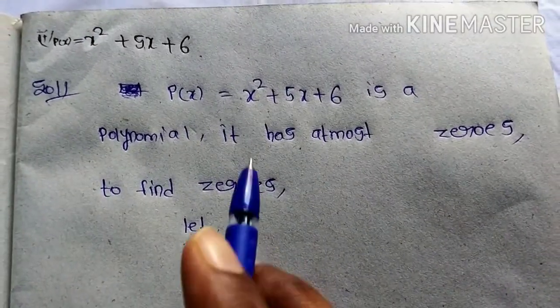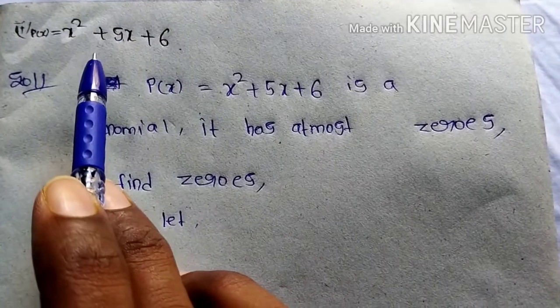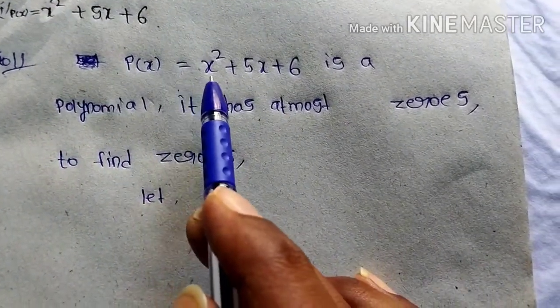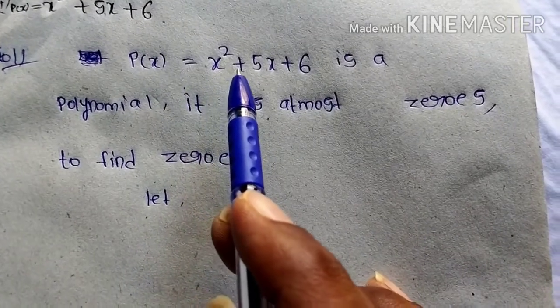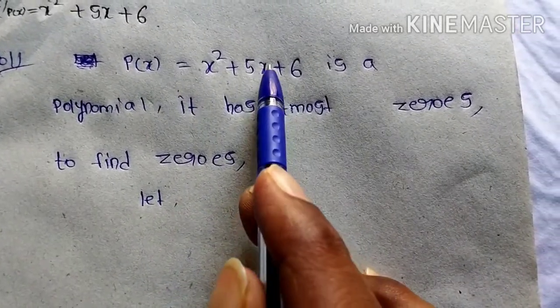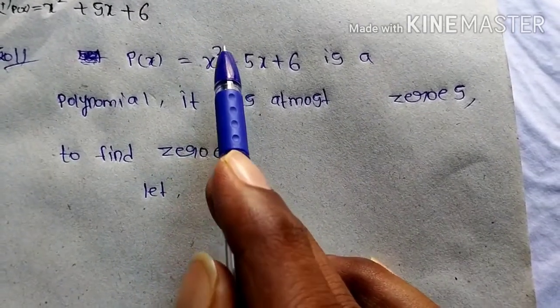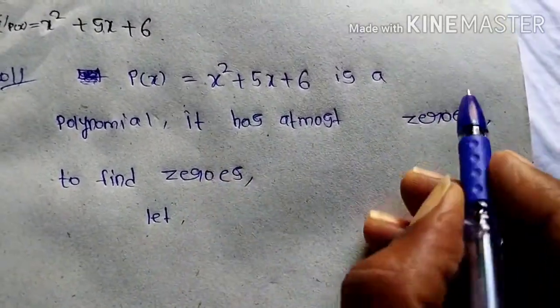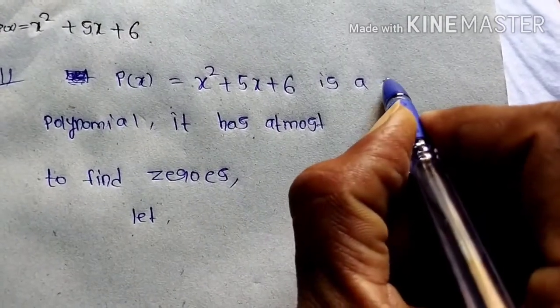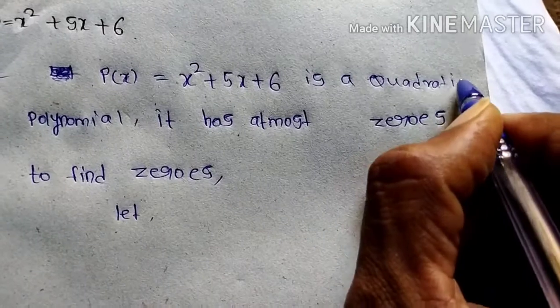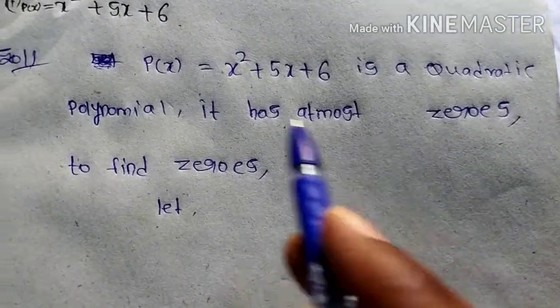Now you can see here one more problem. P of x is equal to x square plus 5x plus 6. Once you observe here, what is the degree of this given polynomial? What is the highest one here? X power 1, here x power 2. That means the highest degree is 2. If the highest degree is 2 then it is called a quadratic polynomial or not? Yes, you can write here, it is a quadratic polynomial. Yes or no?